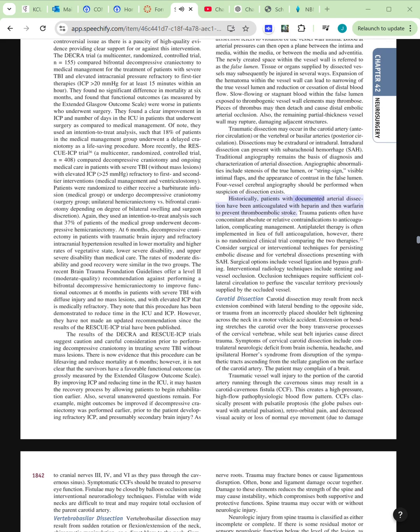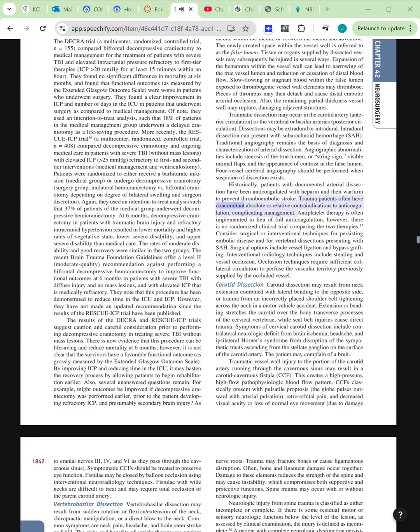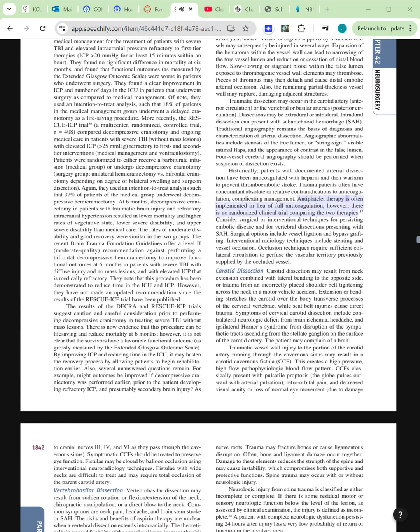Historically, patients with documented arterial dissection have been anticoagulated with heparin and then warfarin to prevent thromboembolic stroke. Trauma patients often have concomitant absolute or relative contraindications to anticoagulation, complicating management. Antiplatelet therapy is often implemented in lieu of full anticoagulation. However, there is no randomized clinical trial comparing the two therapies.